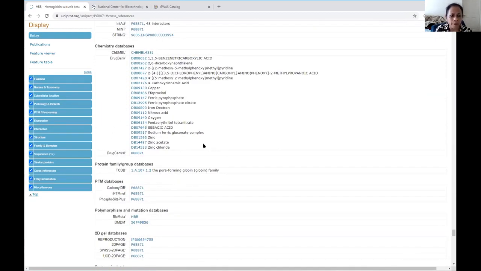This shows whether this gene is a target for any drugs. So these are all the drugs. This is another database, an amazing database called DrugBank.